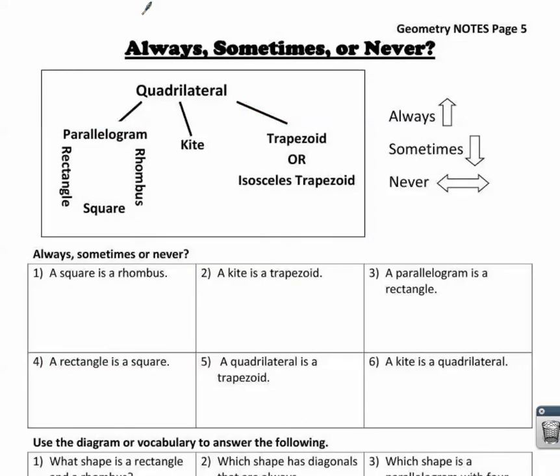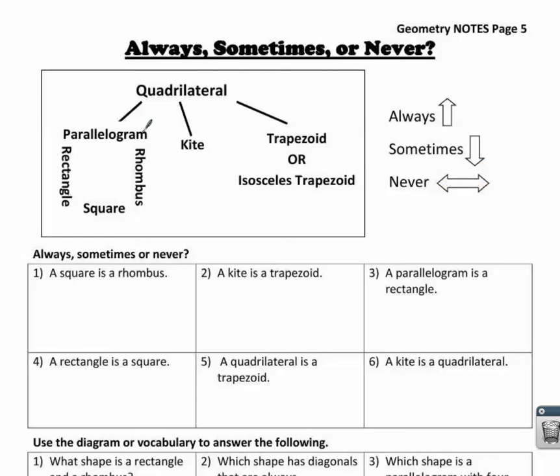Now let's look at the rule: always, sometimes, never. So this picture here is to help you remember your properties. If in your picture you're going to go up, it's going to be always. From one shape to the next, if you go down, it'll be sometimes, and left to right, it'll be never. You have to memorize this too.